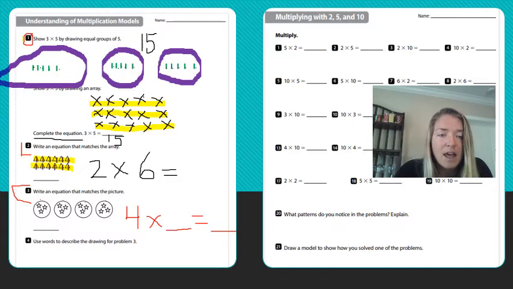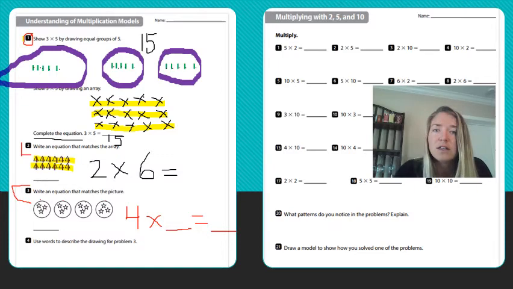Now the next one says use words to describe problem 3. So all that's asking you to do is just explain how your picture represents the equation that you made. So just explain how the picture is representative of the equation.